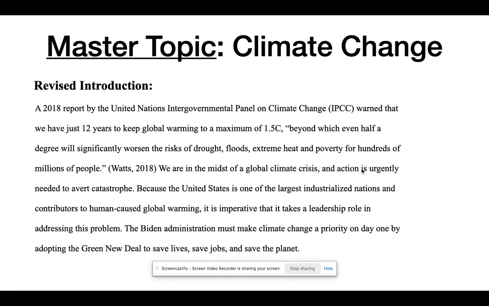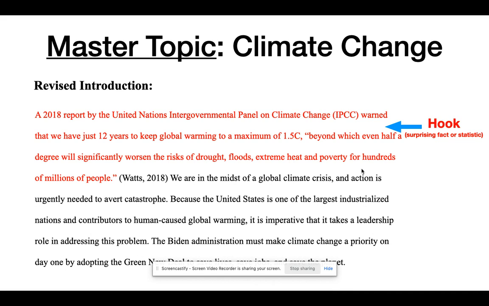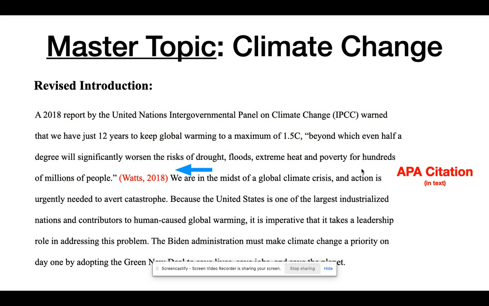We open with a 2018 report by the United Nations Intergovernmental Panel on Climate Change warned that we have just 12 years to keep global warming to a maximum of 1.5 degrees Celsius. Quote, beyond which even half a degree will significantly worsen the risks of drought, floods, extreme heat, and poverty for hundreds of millions of people. So when you look at that opening, that's your hook, your surprising fact or statistic. And since it's a direct quotation, you have the quotation marks around the words, and then the APA citation follows right after it. So you have that in the parentheses.